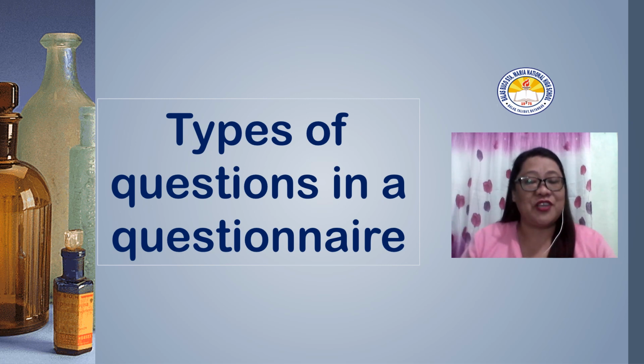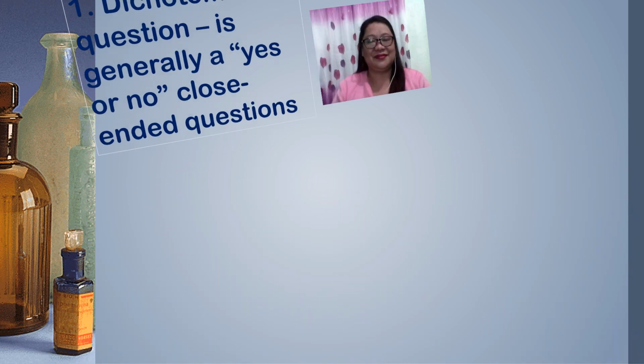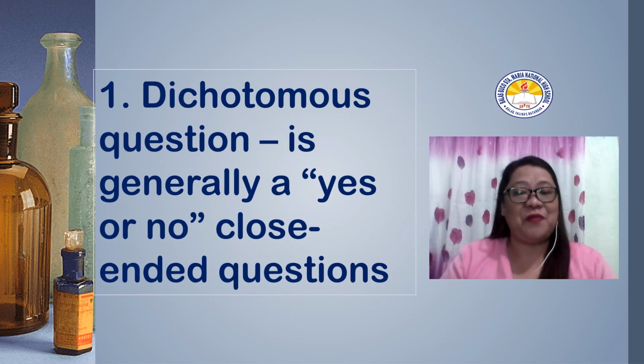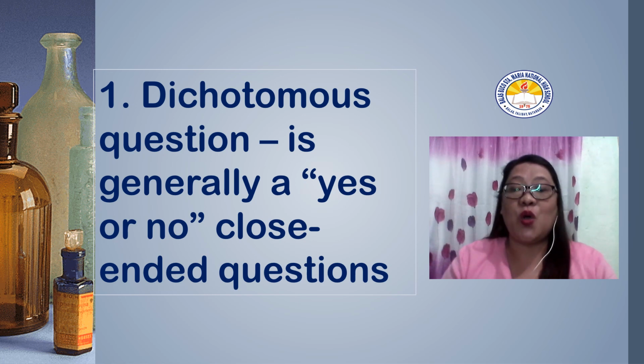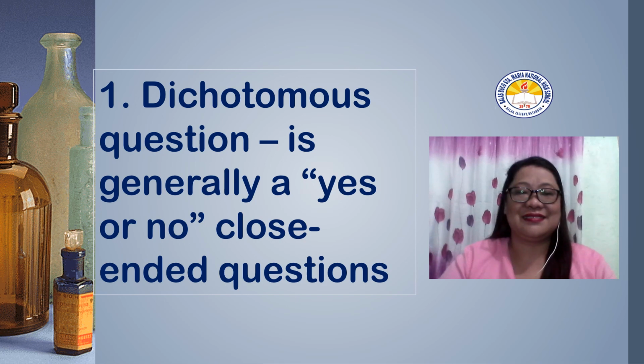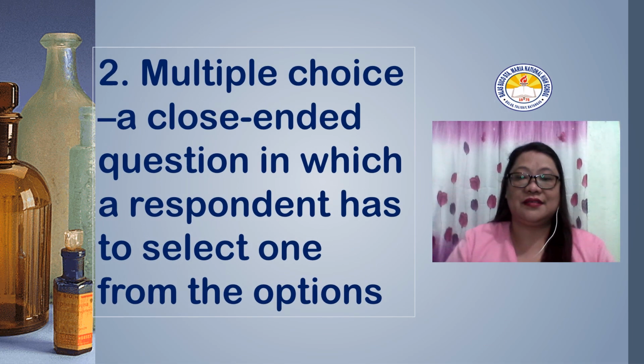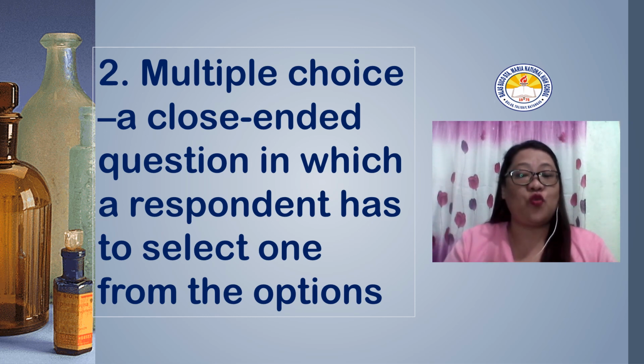Here are the types of questions in a questionnaire. First type of question is what we call dichotomous question. It is generally a yes or no, close-ended question. Second is multiple choice. It is a close-ended question in which a respondent has to select one from the given options.